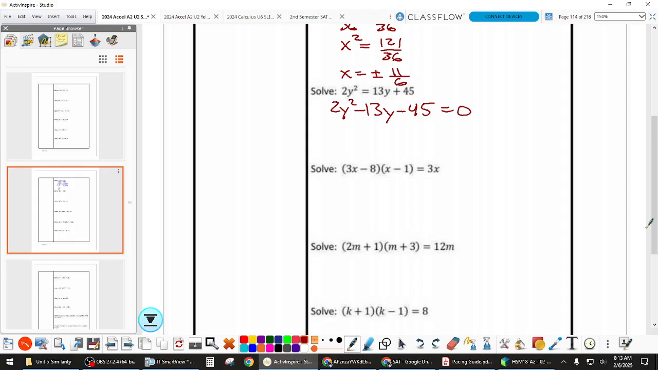Anyway, there's no GCF. Don't forget to check for a GCF. And let's try to star this. We're looking for factors. Remember, A times C goes on top. In this case, negative 90. B goes on bottom. In this case, negative 13. A on the top of the sides. So factors of negative 90 that add up to negative 13.